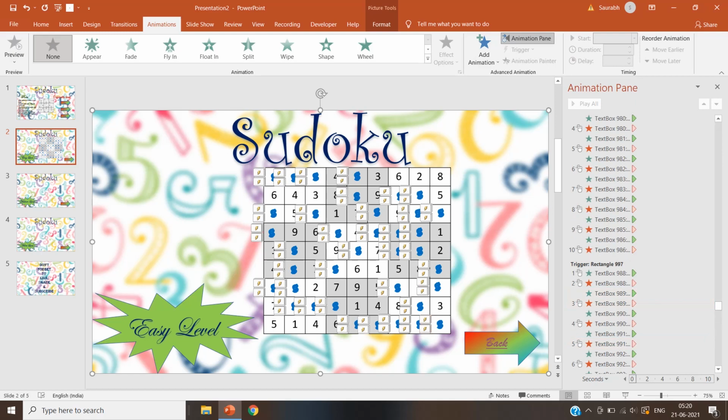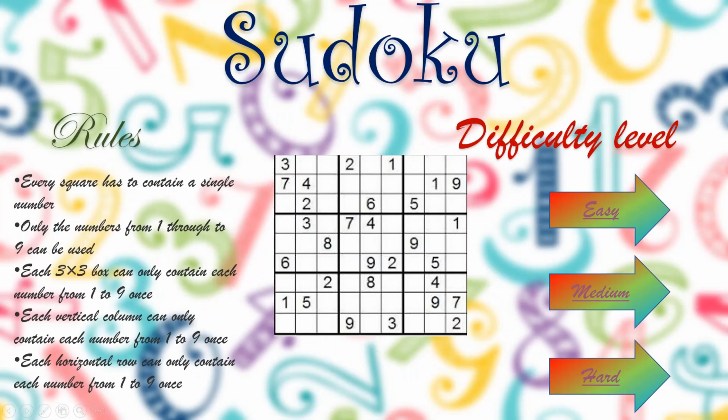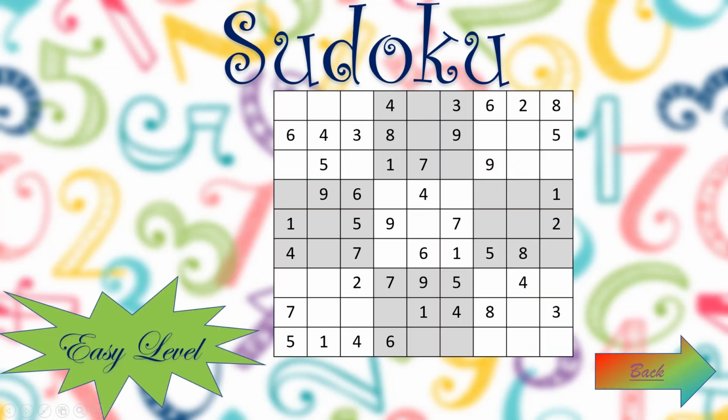Now move to the presentation portion. Just press F5 for the slideshow. Now click on easy to go to your easy level puzzle and you can start solving your puzzle. I have done the easy level puzzle for you, the rest you have to do.